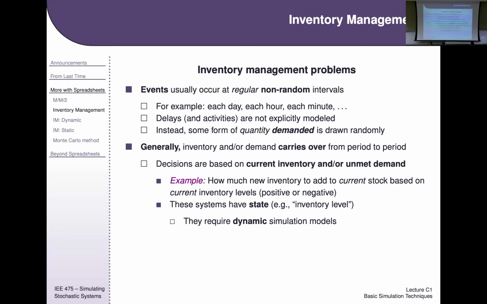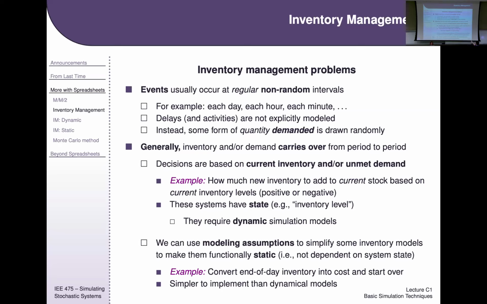So how much inventory do I add to my current stock based on my current inventory levels? Because things carry over from day to day, inventory problems typically have state. So you can ask yourself at the beginning of every interval, what is my current inventory level? So when we talk about a state variable, inventory level is a state variable. It is changing over time, and I cannot answer any questions about today's policy without knowing yesterday's leftover inventory. That's what makes it a state variable. It carries and it changes over time, and we care about its value at any instant of time.